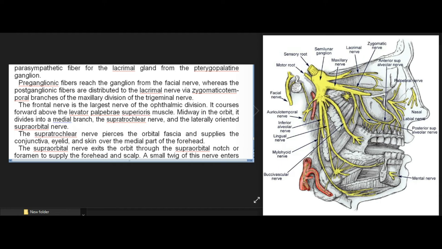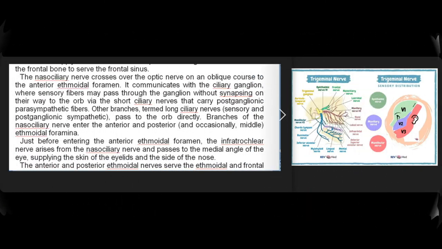The frontal nerve is the largest nerve of the ophthalmic division. It courses forward above the levator palpebrae superioris muscle. Midway in the orbit, it divides into a medial branch, the supratrochlear nerve, and the laterally oriented supraorbital nerve. The supratrochlear nerve pierces the orbital fascia and supplies the conjunctiva, eyelid, and skin over the medial part of the forehead. The supraorbital nerve exits the orbit through the supraorbital notch or foramen to supply the forehead and scalp. A small twig of this nerve enters the frontal bone to serve the frontal sinus.